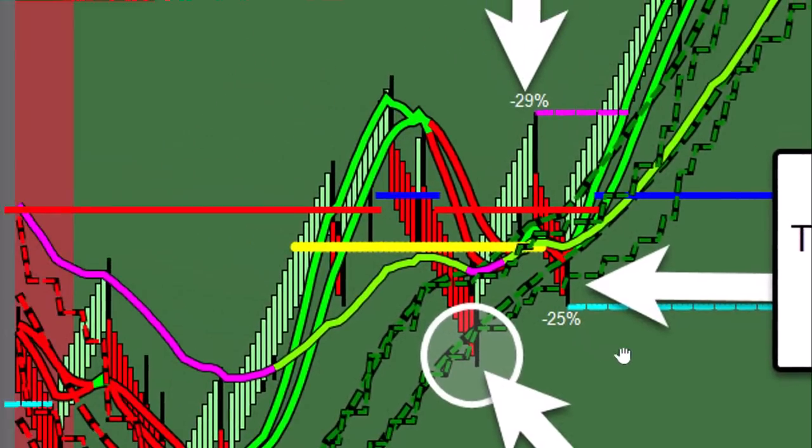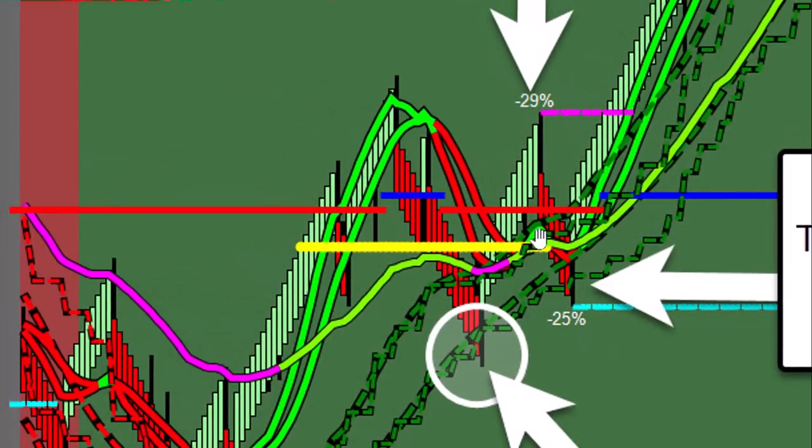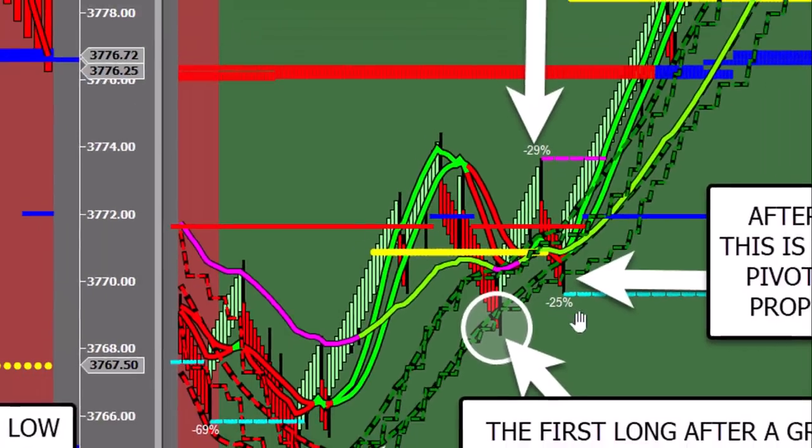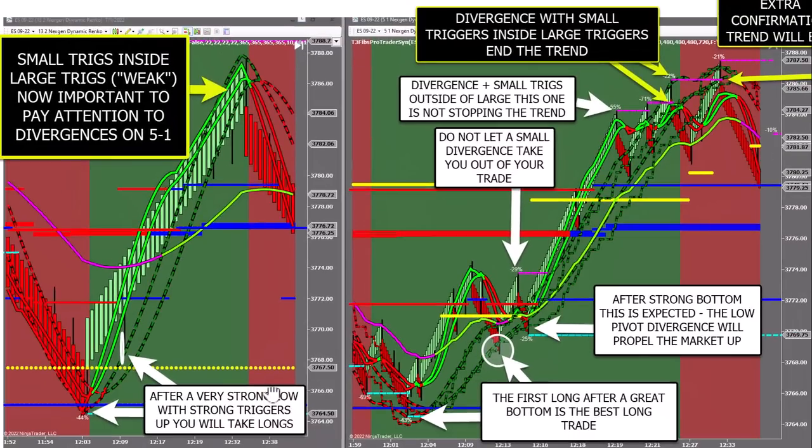So again, I threw this one in here because the temptation is, oh my God, there's a pivot and the triggers are inside, I have to get out. No, you have to have the proper contextual read of your large chart and what to expect, and use those rules in the right situations, the correct situations. So let's go further.